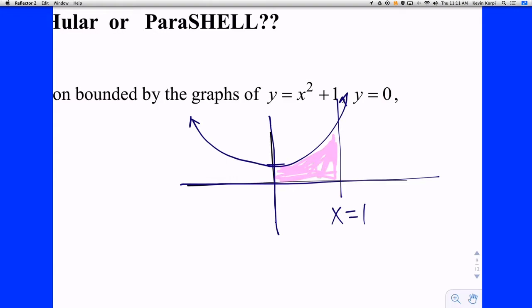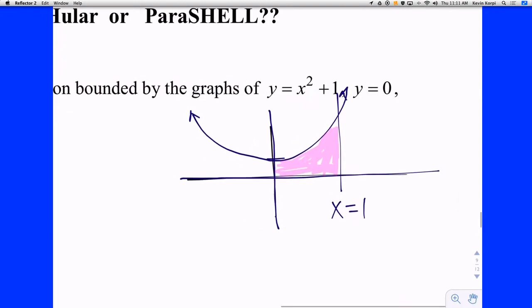There's the region. And, of course, finding the area would be a piece of cake, right? But we're after the volume. We're rotating that around the who axis? The y-axis. All right, the y-axis.